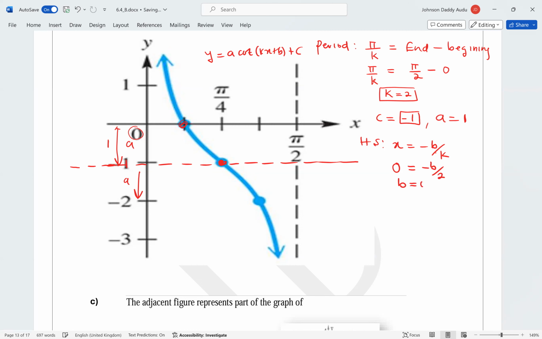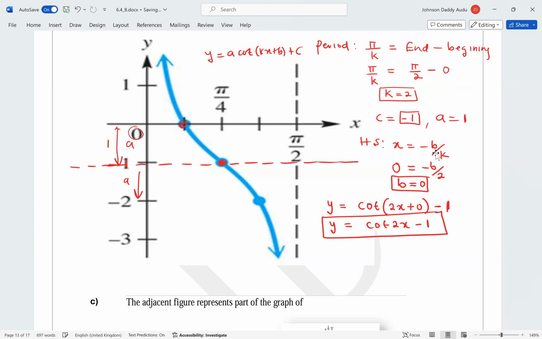So it means that b is equal to 0. So it means that this graph is just going to be A, we know A is 1, so this is cotan. K is 2, so this is 2x plus 0, then minus 1, because this graph has been shifted 1 unit down. So we can say that y is cotan 2x minus 1.